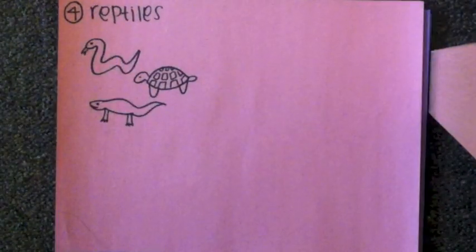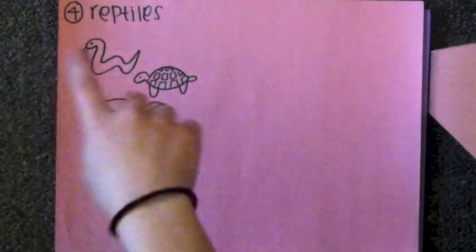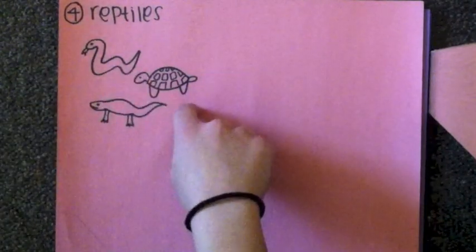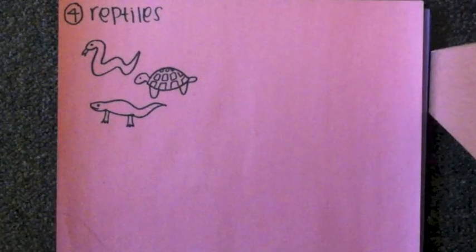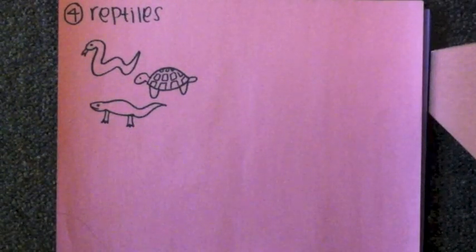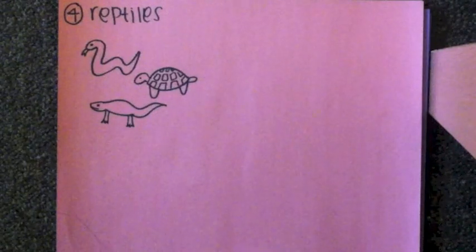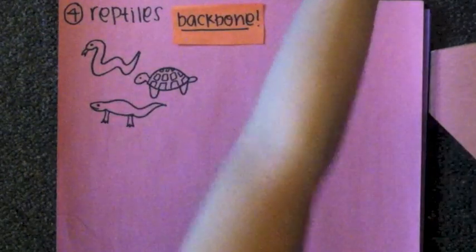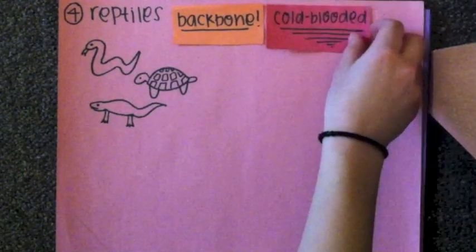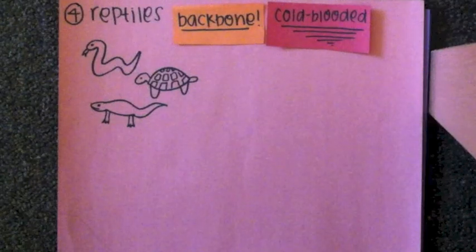Reptiles. Some examples of reptiles are snakes, turtles, and lizards. As we know, invertebrates are the only animals without a backbone. So that means reptiles have a backbone. Reptiles are cold-blooded. Remember that drawing of the snake I did earlier?